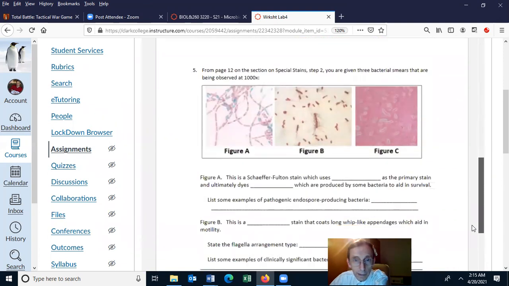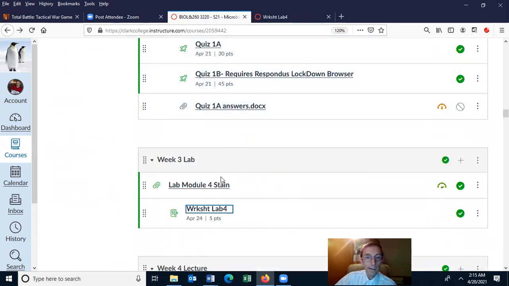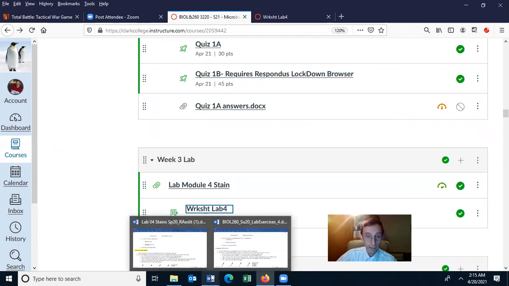Alright, so in the worksheet you don't have any links. You'll have to get the links from the lab manual. But the link is working on Canvas, so please watch the virtual lab. The virtual labs are really the only way you're going to get any experience for doing the techniques of microbiology.